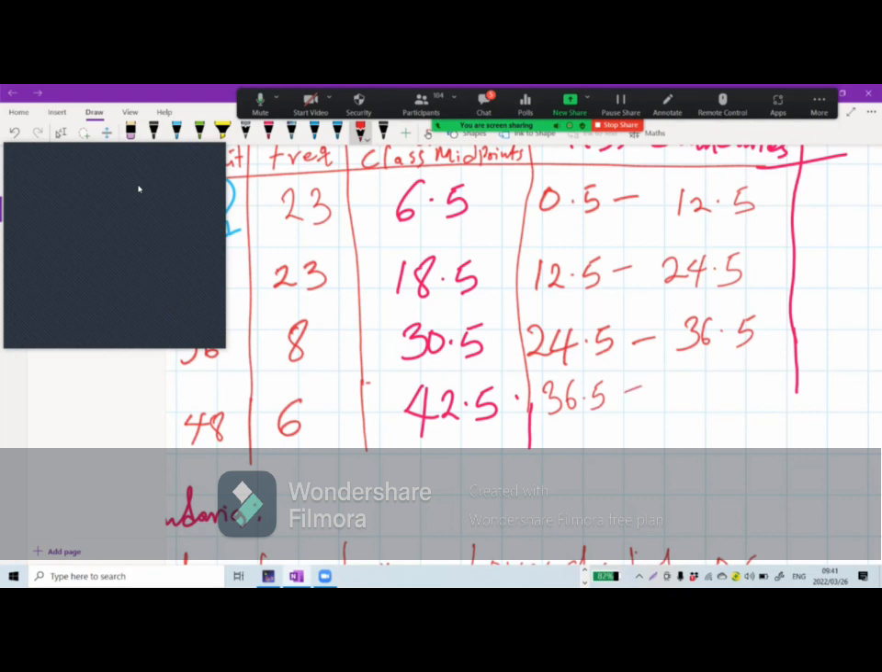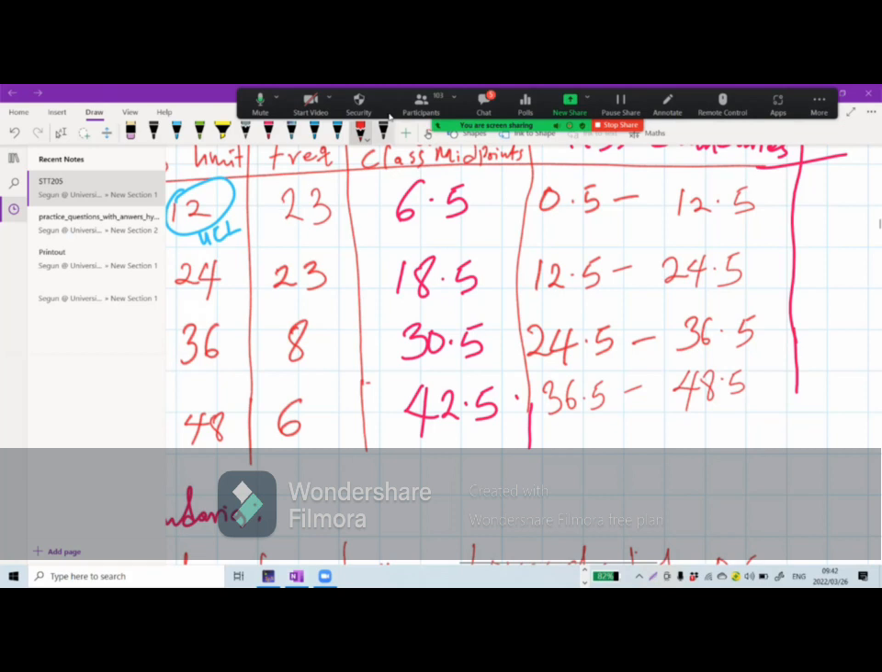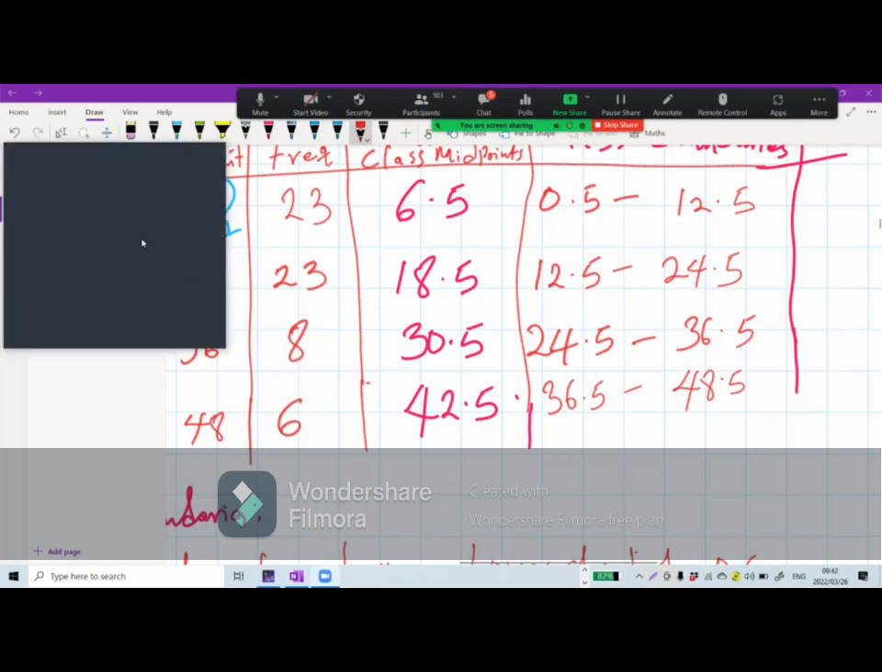36.5 to what? 48.5. So what is added there now? I believe you can see how you solve this problem. Somebody is raising their hand. Who is the person? Yes, Becky.